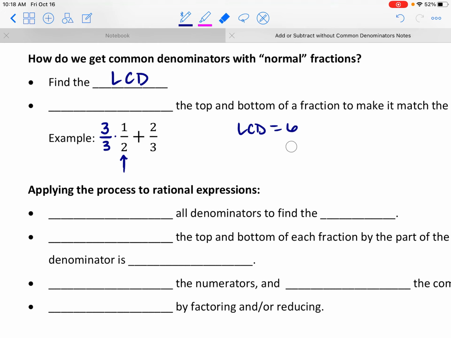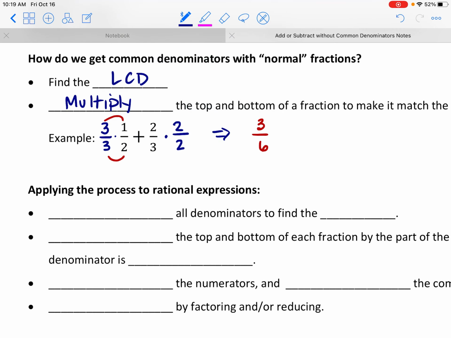So we're going to multiply the first fraction by 3 over 3, because 2 times 3 is going to give us 6. And when we multiply 2/3, we're going to multiply by 2 over 2. Again, that's going to give us the 6 that we need. And multiplying by 2 over 2 is multiplying by 1, and that doesn't change the value of the fraction. So we find the LCD, and then we multiply each of the fractions, top and bottom, to make them match that common denominator. So here, that's going to give us, on the first fraction, 3 times 1, which is 3 on the top, and then 2 times 3 on the bottom is going to give us the 6.